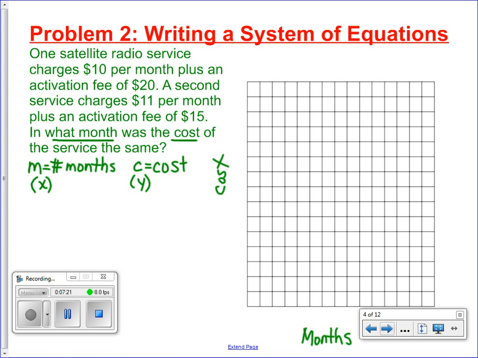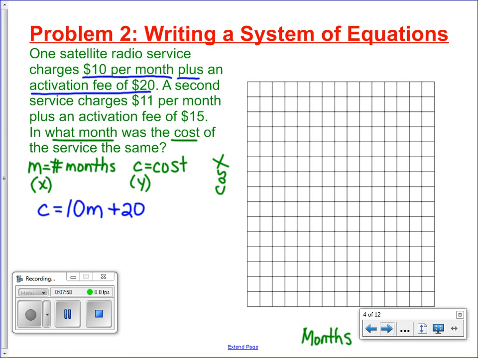All right, now let's write our equations. We are told, going back to the first sentence, one satellite radio service charges $10 per month. All right, so all of our equations are going to start with the cost, which is our y. Cost is equal to $10 per month would be 10M plus an activation fee of $20, so plus 20. And there's our first equation.